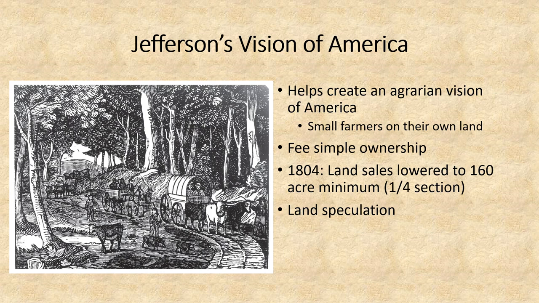So that's kind of an overview of land disposal in the early American Republic. Next time, we're going to spend some time talking about the downfall and weaknesses of the Confederation government and the rise of the Constitutional Convention.